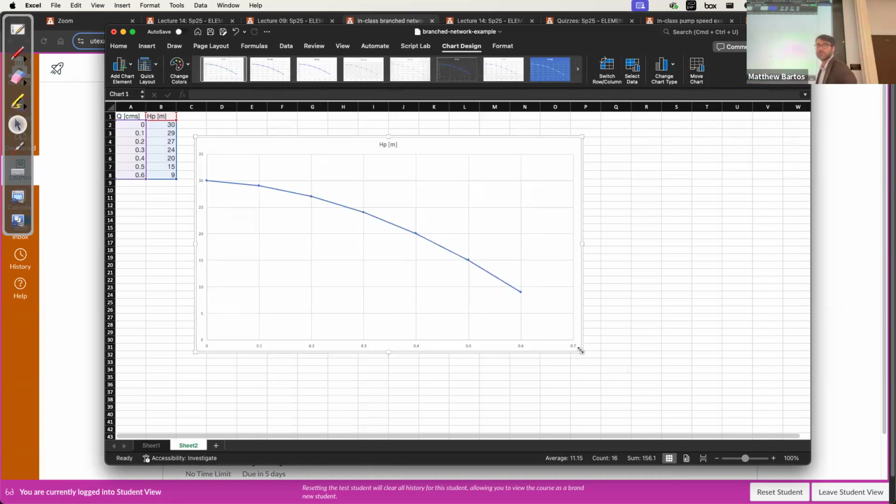Now, if we want to use this pump curve in our energy equation, what can we do to make it something we can put into it? We have this tabular pump curve here, but we want an expression for the pump head as a function of discharge. Right, we can fit a polynomial to this pump curve. So let's go ahead and do that.